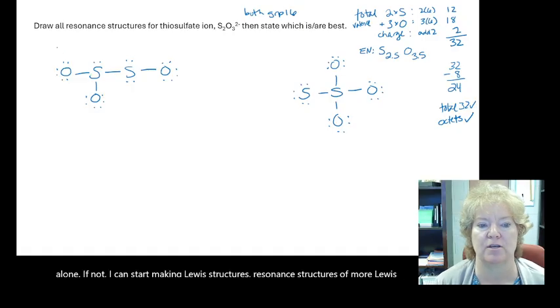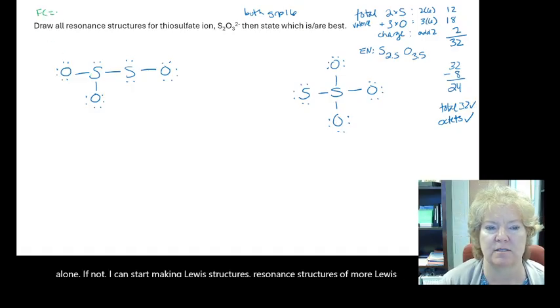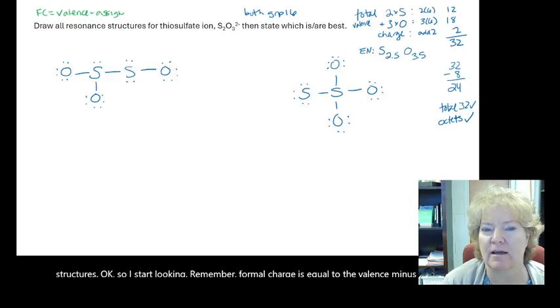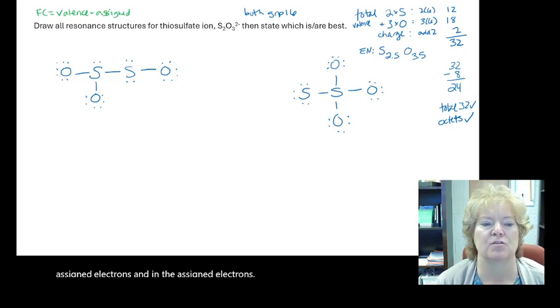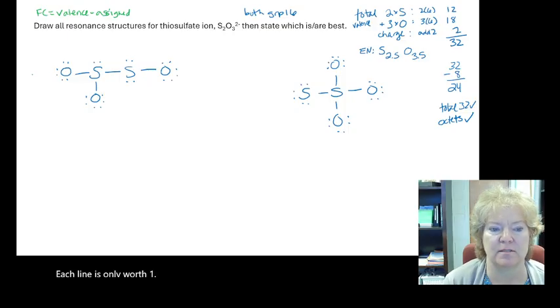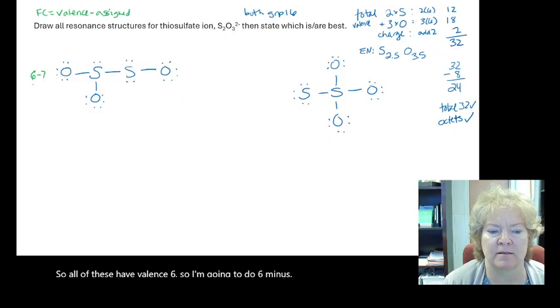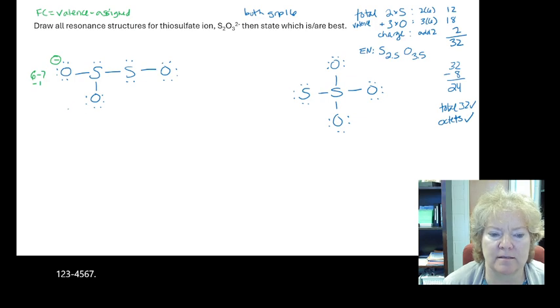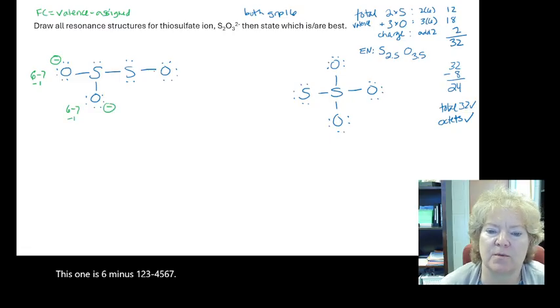Okay, so remember formal charge is equal to the valence minus the assigned electrons. And in the assigned electrons, each line is only worth 1. So all of these have valence 6. So I'm going to do 6 minus 1, 2, 3, 4, 5, 6, 7. So this is -1. I'll put a negative sign here. This one is 6 minus 1, 2, 3, 4, 5, 6, 7, so -1. Again, I'm going to put a minus sign here. This one is 1, 2, 3, 4, 5, 6, 7. So this is 6 minus 7 equals -1.